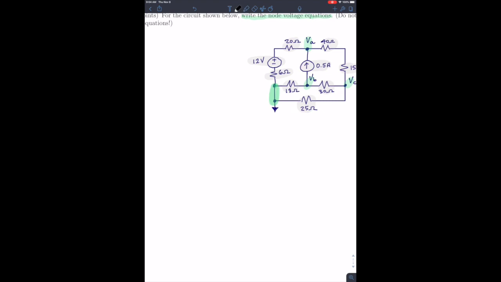Let's look at the VA node. What you need to notice is that if you try to slide the dot from VA this way, we slide that up, and we run into a resistor. We're kind of stuck unless we replace this with an equivalent circuit.